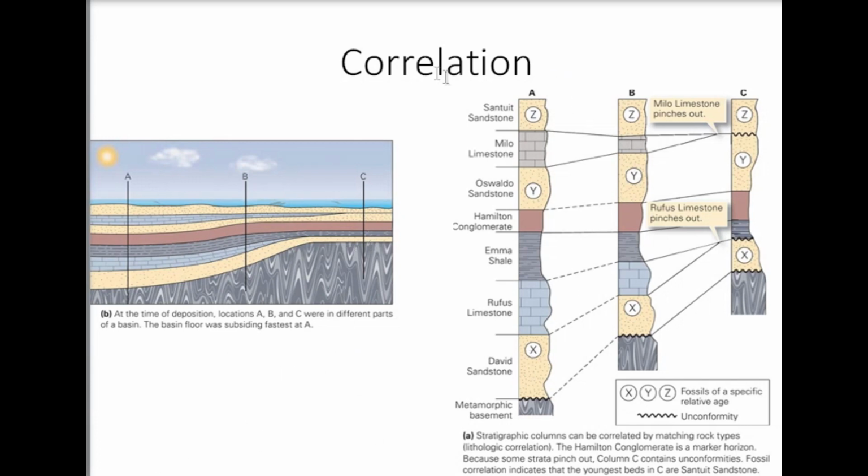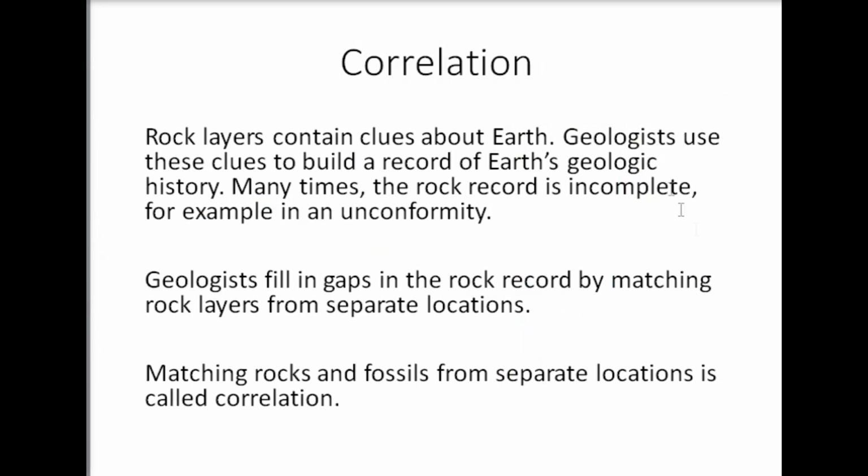Now, if you take cross sections of the different parts, you can figure out which bit of the rock is how old relative to other parts of the rock. For example, here you can see this thing called David sandstone, you get it here, here, and here, and all of these bits of rock are the same age based upon this. So that's called correlation. Again, if you want to have a read of this, just pause it. It's effectively matching rocks and fossils from separate locations. This is called correlation.